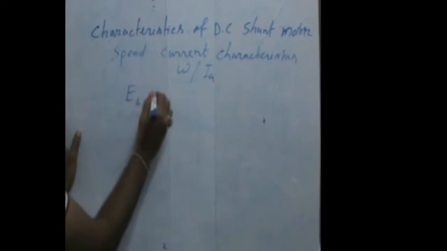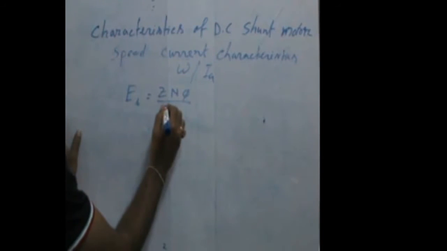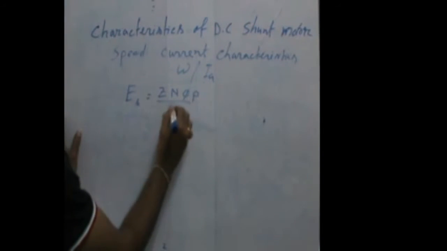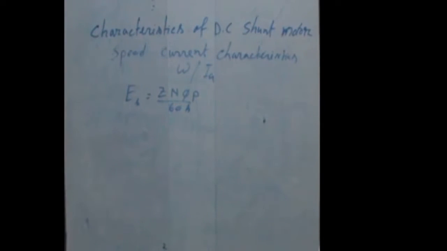In case of motor, it is EB is equal to Zn phi into P by 60 A, where A is number of parallel path in armature winding. So EB, back EMF, or in case of generator, is G, generated EMF. This depends on Z, number of conductors, N, RPM of the machine, phi, flux per pole, P, number of poles, and A, number of parallel paths.